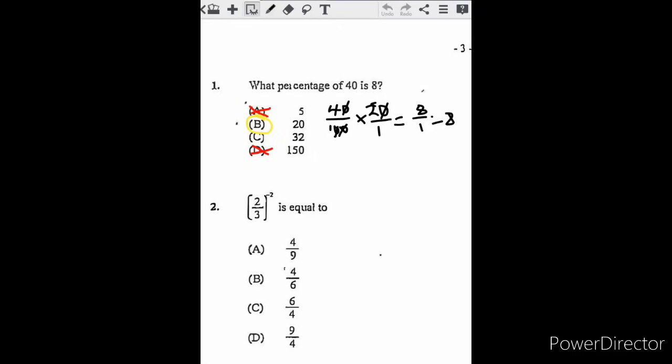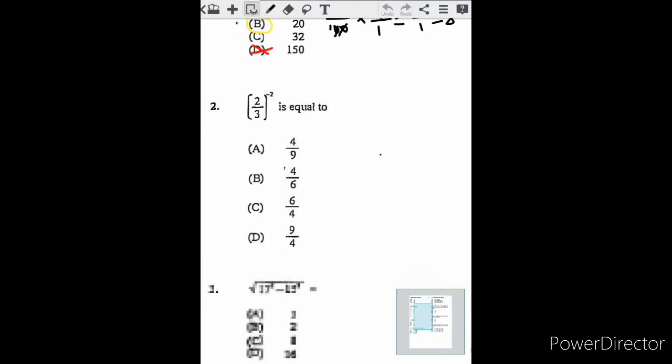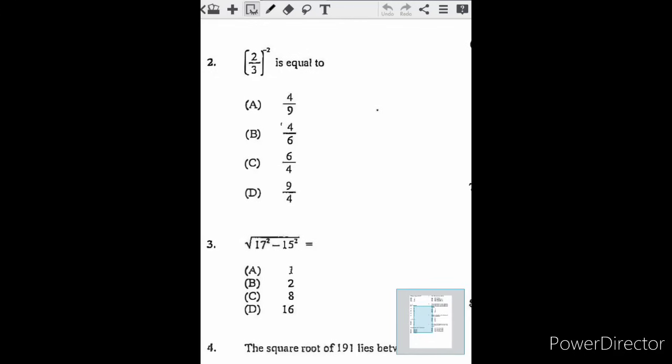Question 2. We have 2 over 3 to the power of negative 2 is equal to, and we need to find that value. So rewriting our question, we have 2 to the power of negative 2 divided by 3 to the power of negative 2. So I'm going to show you step by step how we're going to get our value.